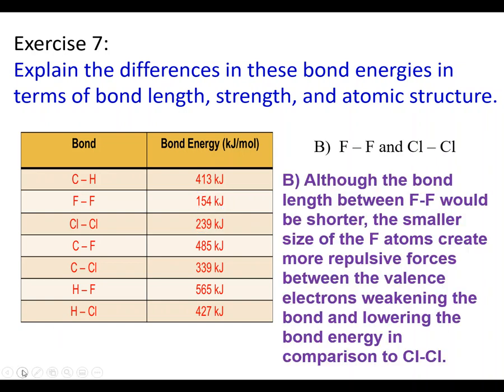So although the bond length between them would be shorter, we definitely would go with the idea that it's shorter because those are 2 smaller atoms. But the smaller size creates more repulsive forces between the valence electrons, weakening the bond and lowering the bond energy in comparison to the Cl-Cl.